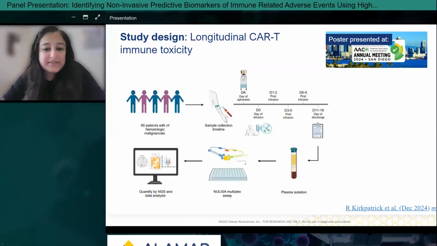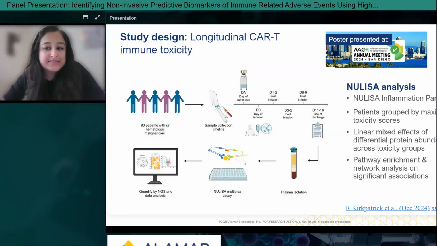Over 200 proteins were analyzed with the NULISAseq inflammation panel, and linear regression models were used to identify differentially expressed proteins between the low and the high CRS and ICANS groups. Building on the DE analysis, pathway enrichment and network analysis were also performed to identify shared pathways and cytokine hubs that mediate these immune reactions to CAR T therapy. A preprint of the publication is available at medRxiv for further review of the study design.